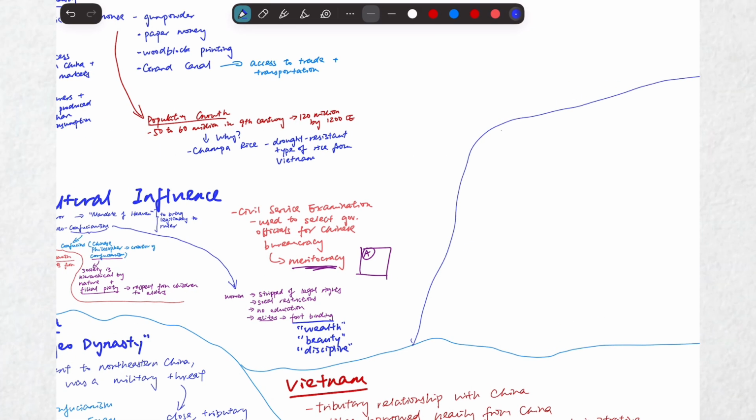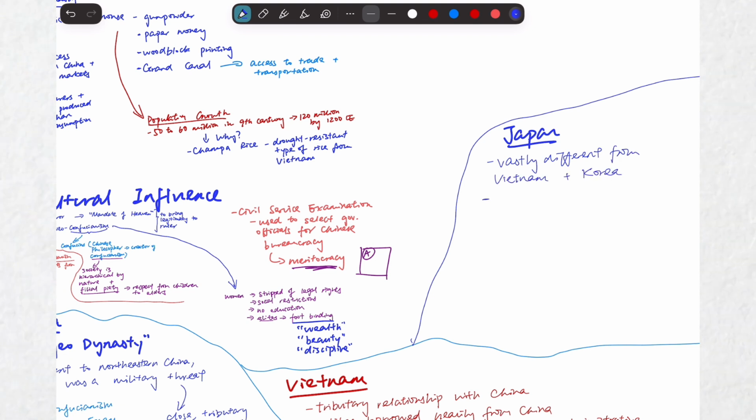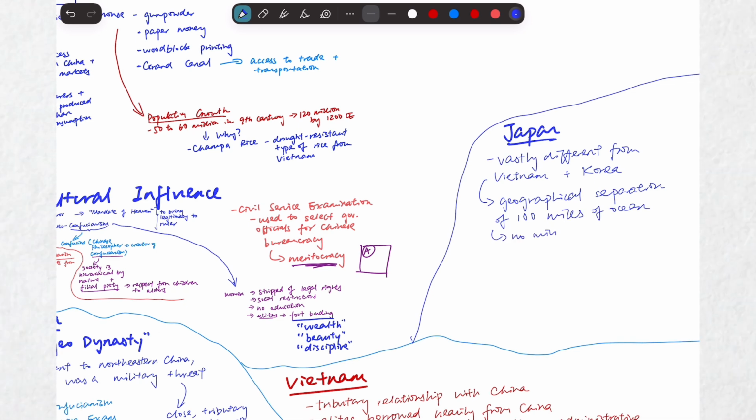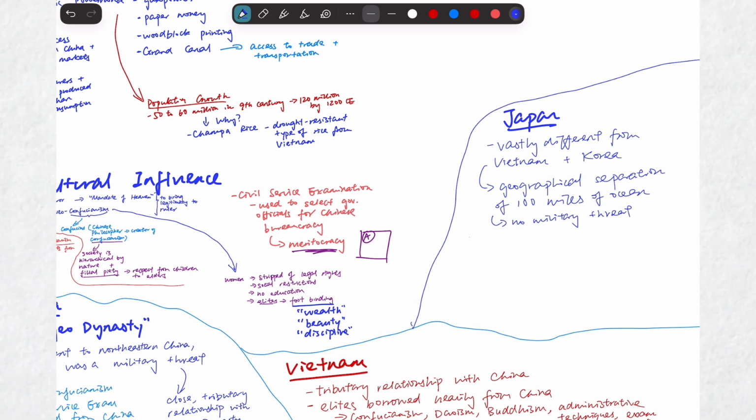Now, Japan's relationship with the Song was different in many ways compared to the Koreans and the Vietnamese. This is because of Japan's geographical separation from China by almost 100 miles of ocean, which led to the Chinese being unable to successfully invade or conquer their neighbor. There was no military threat from China. Japan's borrowing from China was voluntary.